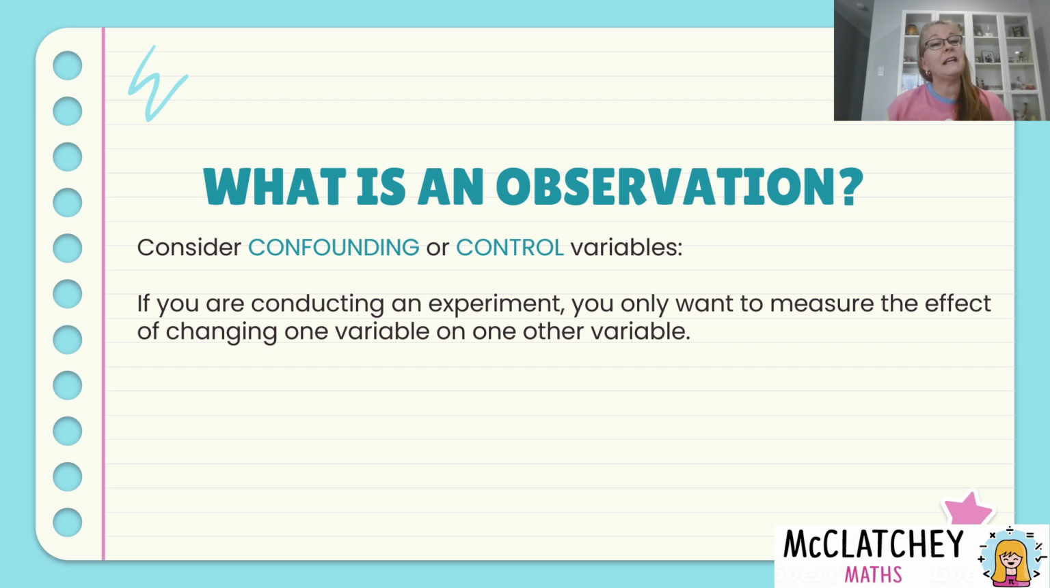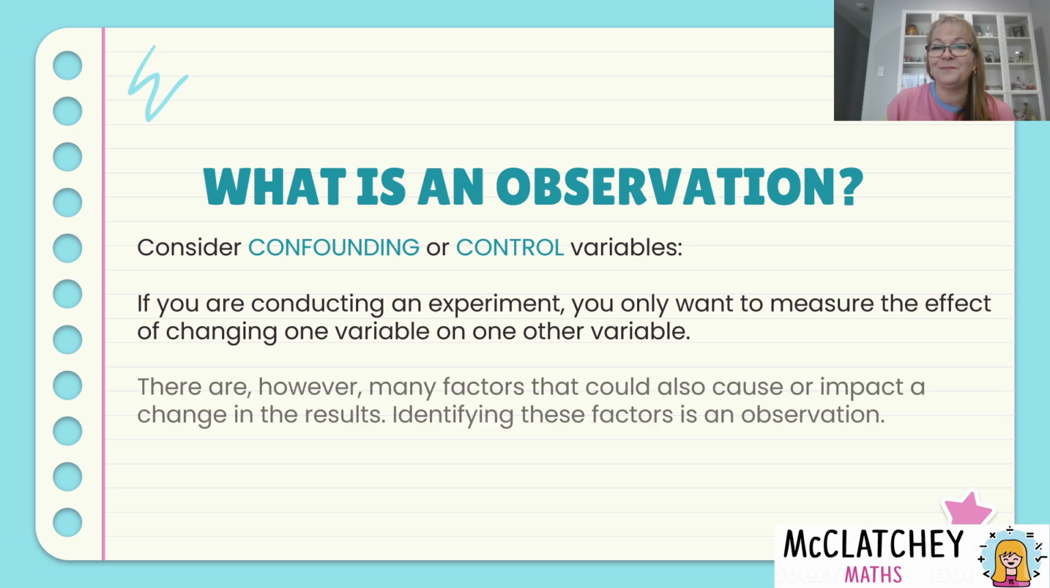Okay, so that would be considered a confounding variable. The thing that is causing both of those variables to increase at the same time is the weather, the temperature. It's not something you're even measuring, but it's having an effect on both those variables. So these are things you might consider or observe in your initial observations, and they are definitely relevant and important to the task. There are also many factors that do change results, so identifying those factors is an observation.